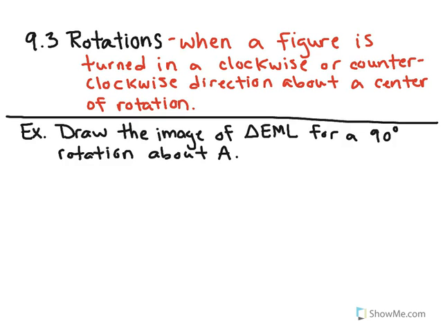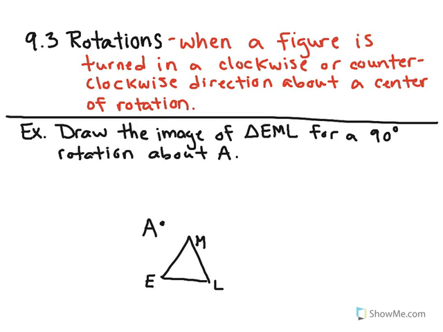So our first example, we're going to draw the image of triangle EML for a 90-degree rotation about A. So we first of all have to know where A is. Okay, so here's point A and triangle EML. The way that we're going to rotate this figure 90 degrees about A is we are always going to rotate in a counterclockwise direction unless otherwise told so.